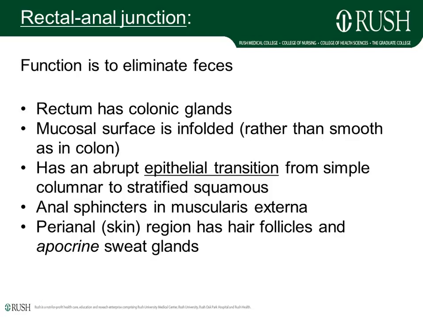And then further out, when you have passed through the anal canal and you're looking at the perianal region, you will see things like hair follicles and apocrine sweat glands, which also help you to ID this area. So, defining features: the abrupt epithelial transition, the anal sphincters, and the features of the perianal region, like hair follicles and apocrine sweat glands.